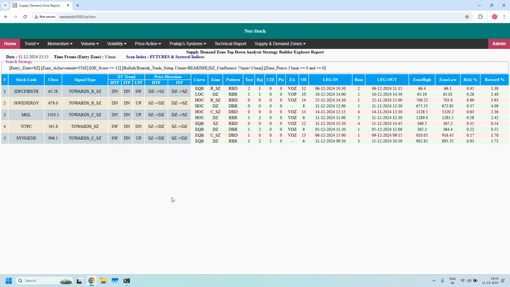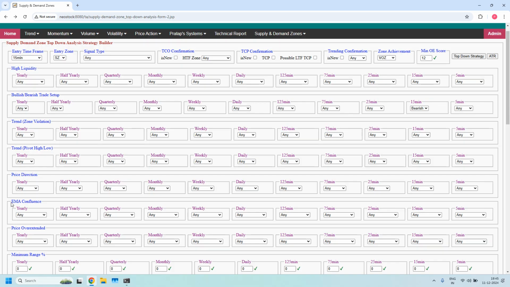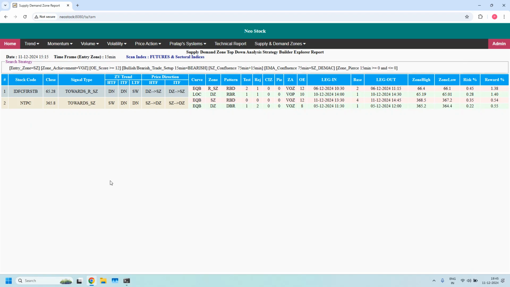If these 75 minute supply zones are having daily EMA Confluence, they are even more high probability trade setup supported stocks. Let's verify. In the EMA Confluence at 75 minutes time frame, 75 minute supply zone having daily EMA Confluence. With this filter, out of 5 stocks, we got 2 stocks. These 2 are even more high probability trade setup supported stocks. And moreover, the first one is having a high liquidity supply zone.